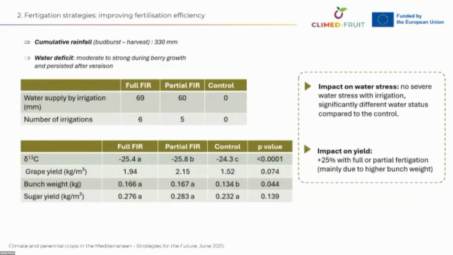So regarding the context of the 2020 year, the cumulative rainfall reached 330 millimeter between budburst and harvest, and the water deficit was moderate to strong during berry growth and persisted after veraison. Regarding the impact on water stress, as expected, no severe water stress was observed with irrigation, but the water status was significantly different compared to the control, which is what we were waiting for. And on the impact on yield, we observed an increase of 25% with the full and the partial fertigation strategies, mainly due to higher bunch weight.